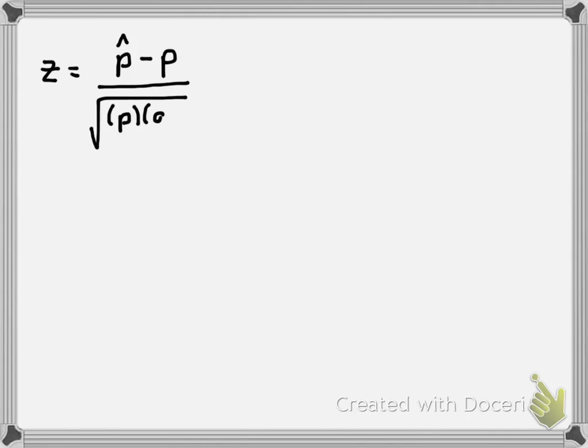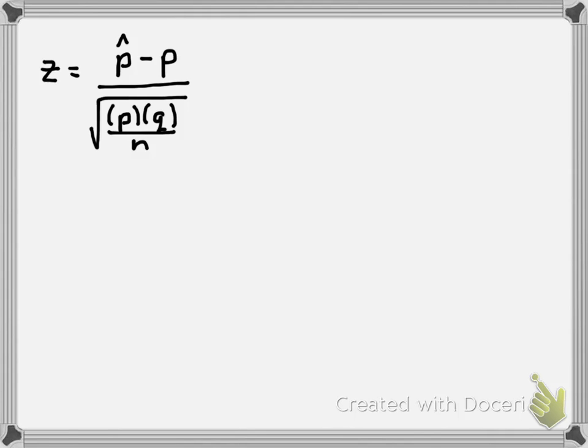I hope you said proportion. The formula to find the test statistic for proportions is z equals p hat minus p, over a big square root. In the numerator of the square root we have p times q, and then we divide by the sample size, which is n.